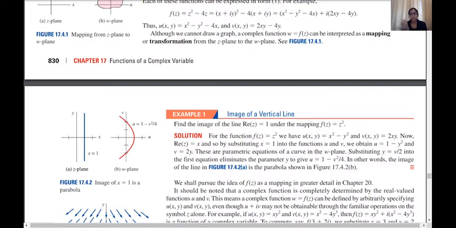So it is actually part of a parabola, which is shown in the figure. We will deal more with this later in a different chapter. So this is how we can find the image of any region in the z plane. What will be the image in the w plane?